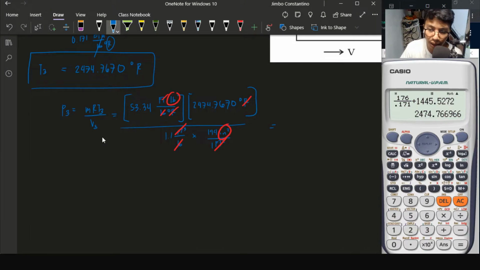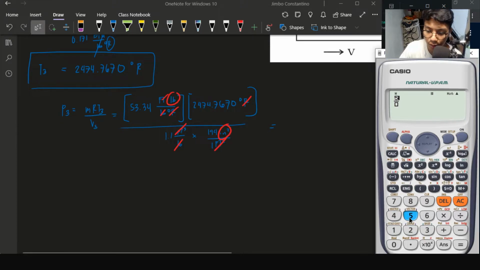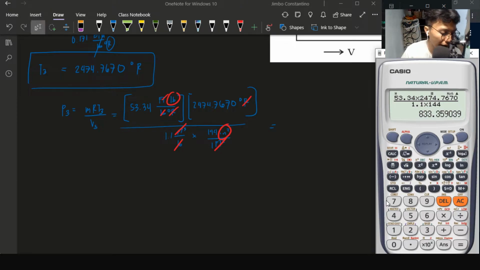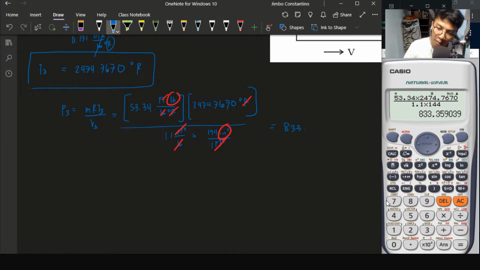So, how many PSI is that? That is 53.34 times 2474.7670. So, 1.1 times 144. So, this is 833.359 PSI. Okay. We now have T3, V3, and P3.